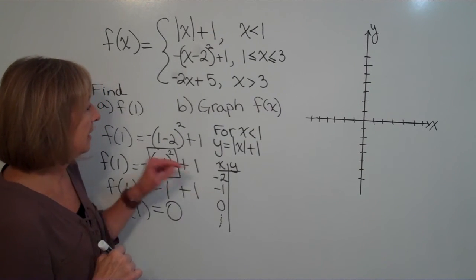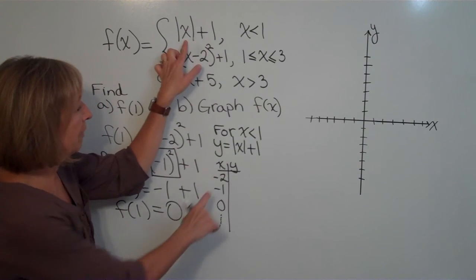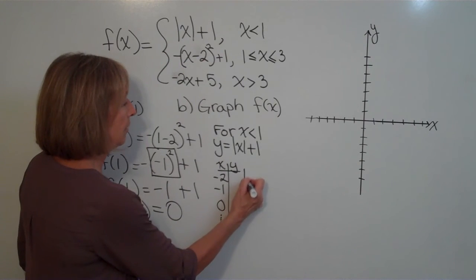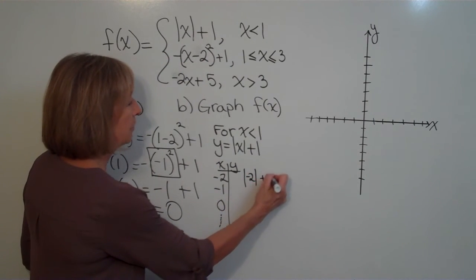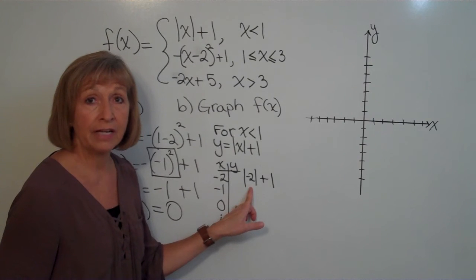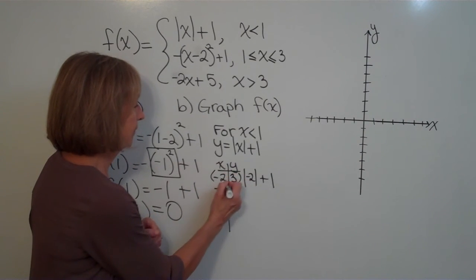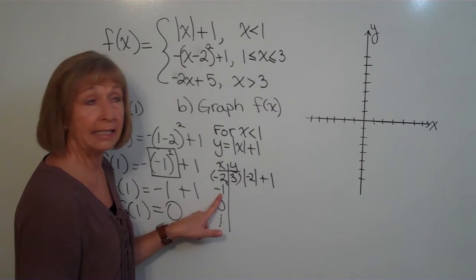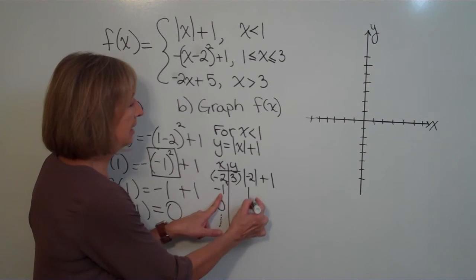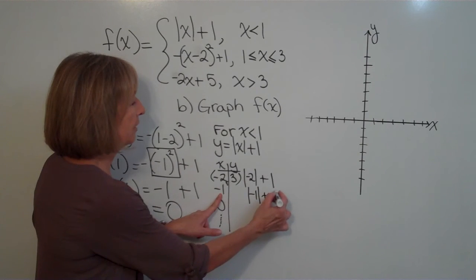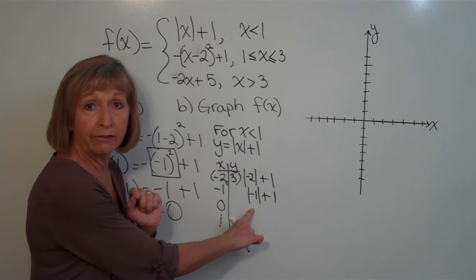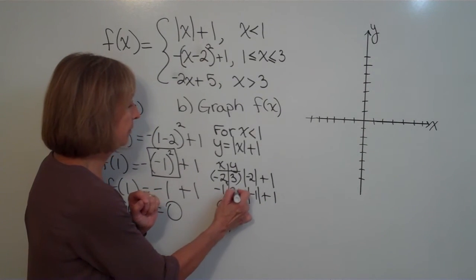So plugging each of these in, the absolute value of negative 2 and then plus 1. Well, the absolute value of negative 2 is 2. 2 plus 1 is 3. Now plug in negative 1. It's the absolute value of negative 1 and then plus 1. Well, the absolute value of negative 1 is 1 and 1 plus 1 is 2.